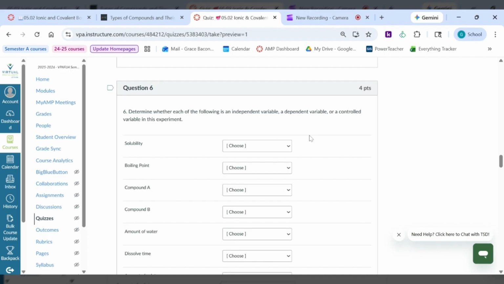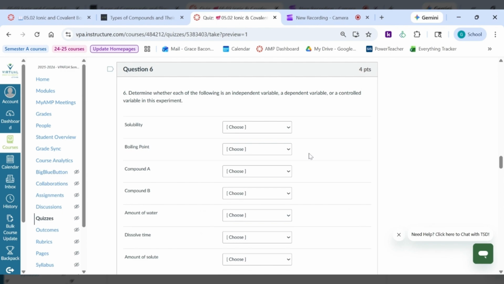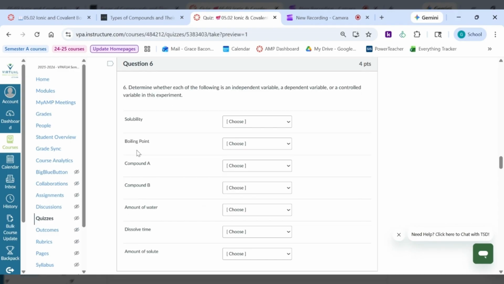Then I'm just going through and figuring out what are my independent, dependent, and controlled variables. Remember, my independent variable is what I'm changing, and my dependent variable is what depends on that. So I'm filling these in. I'm saying which one is the thing that I'm experimenting with, and then what do I expect to change as a consequence of that? That'd be dependent. And then the things that I'm going to keep the same no matter which variable I'm using are going to be my controlled variables.